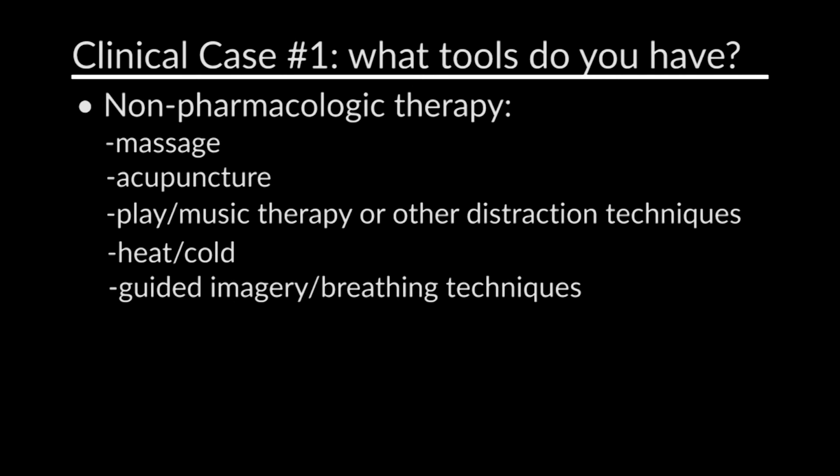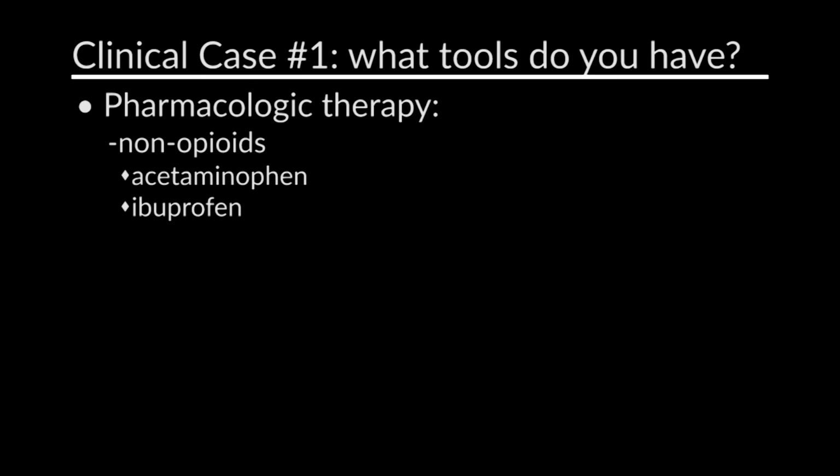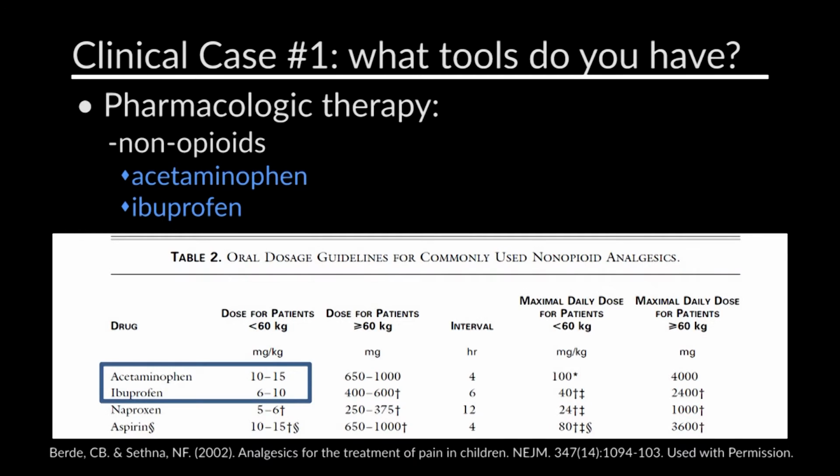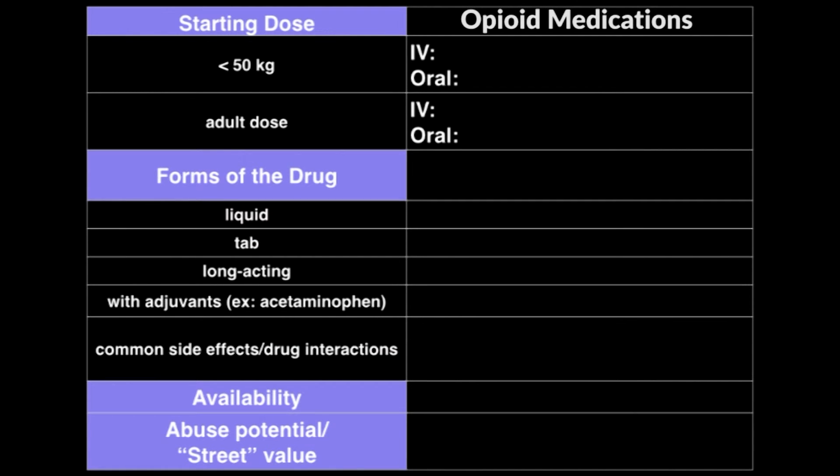For non-pharmacologic therapy, both play and/or music therapy would be most appropriate for a patient of this age. In addition, distraction with quiet activities such as arts and crafts may also be very effective in decreasing his pain. Pharmacologic therapy should include acetaminophen and ibuprofen utilized in weight-appropriate doses. In addition, opioid medications may be helpful in this patient. But where should we start?